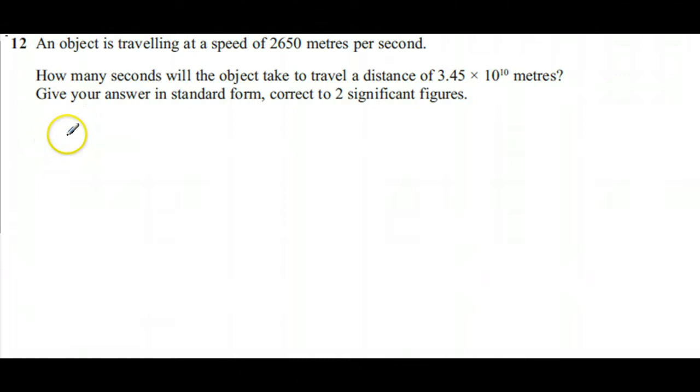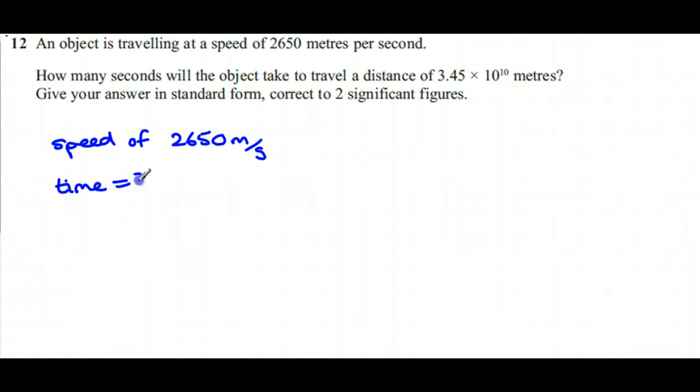So we've got an object travelling at a speed of 2,650 meters per second, which is quick. How many seconds? So the time we don't know. How many seconds will the object take to travel a distance of 3.45 times 10 to the power 10?